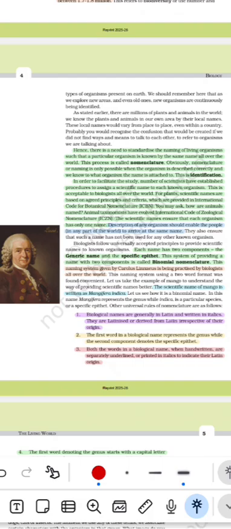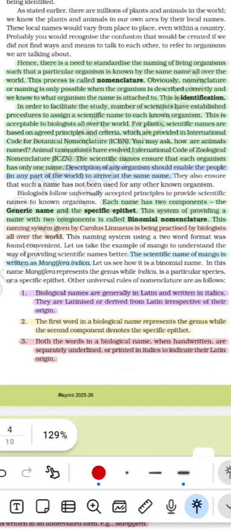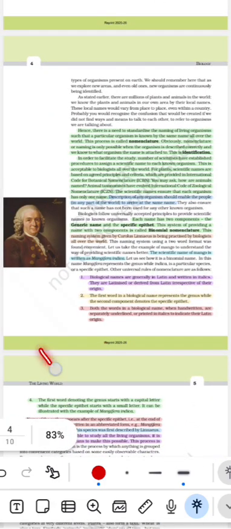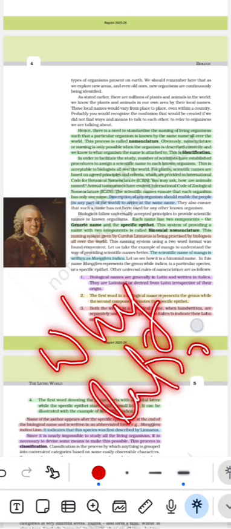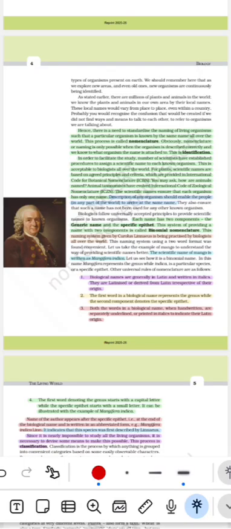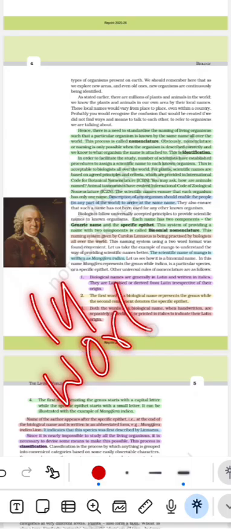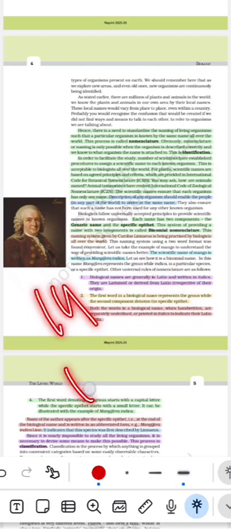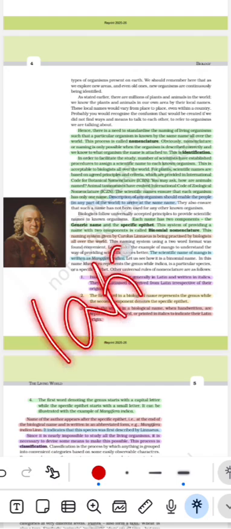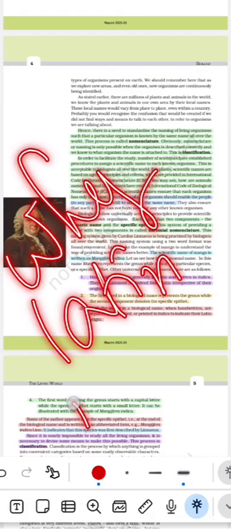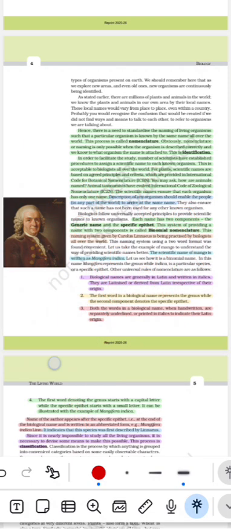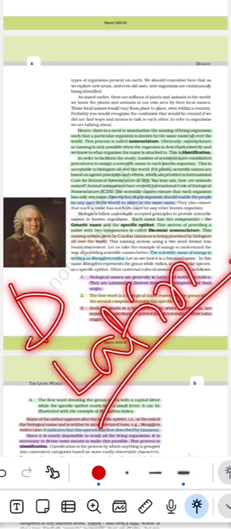Other universal rules of nomenclature are as follows. Biological names are generally in Latin and written in italics. They are Latinized or derived from Latin irrespective of their origin. So you may ask me a question: why Latin? In our world there are many languages, so why is Latin used for binomial nomenclature? The answer is, if you search for the Latin language, this is a dead language.